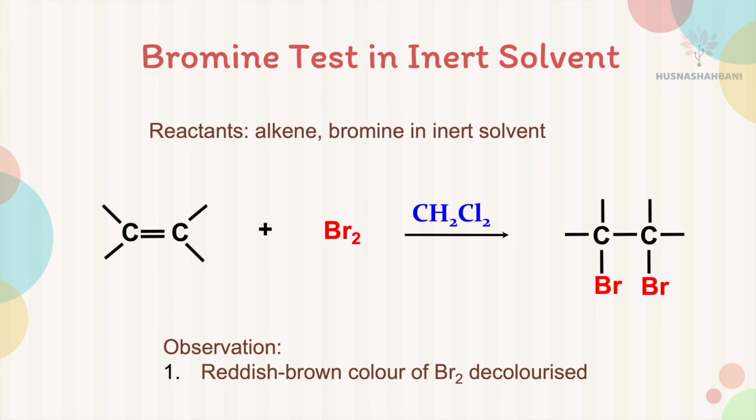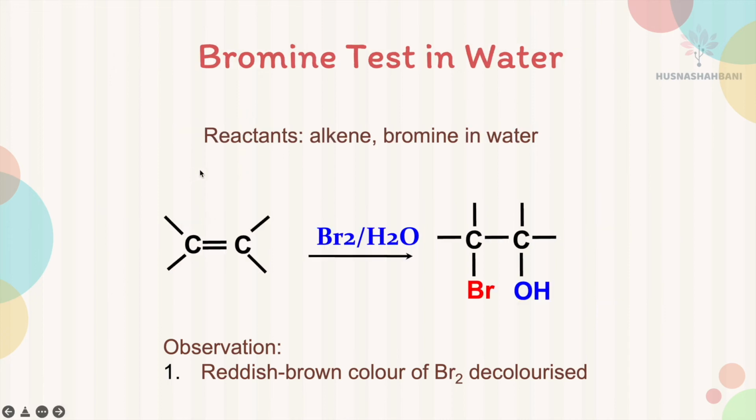And for bromine test in water, in the presence of alkene, Br2 in water, one bromine atom attaches to one carbon, and one OH group will attach to the other carbon that is involved in the double bond. The observation is reddish brown color of Br2 decolorized. But if you use bromine test in water for alkane, no reaction here, and the reddish brown color of Br2 remains unchanged.